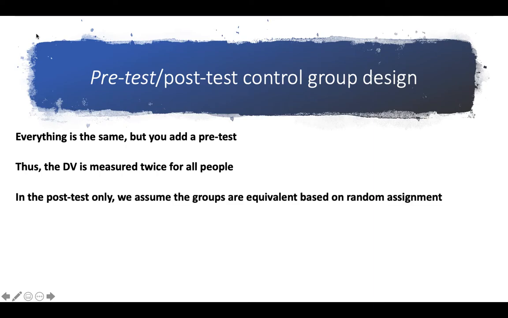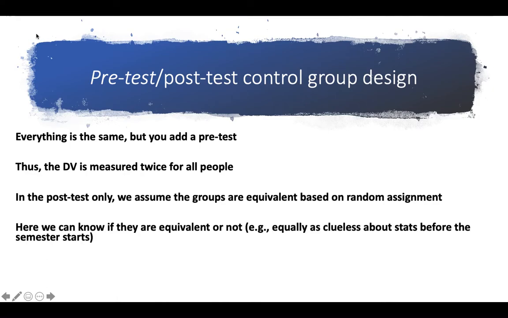In post-test only designs, we assume that our groups are equal before we administer the independent variable because we've randomly assigned them. But that's really the only way we can be sure that they are equivalent. With a pretest, you know if they are equivalent or not before they receive the level of the independent variable.